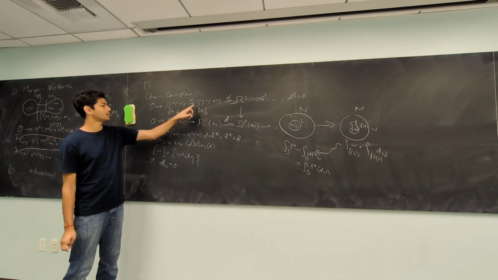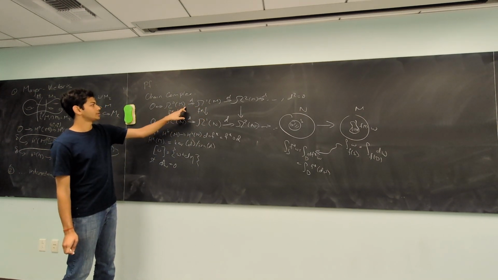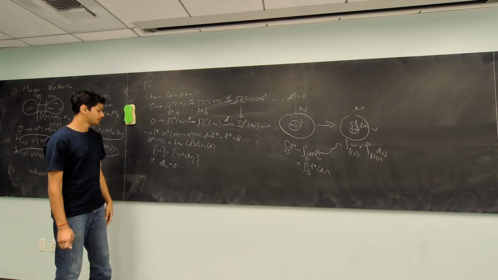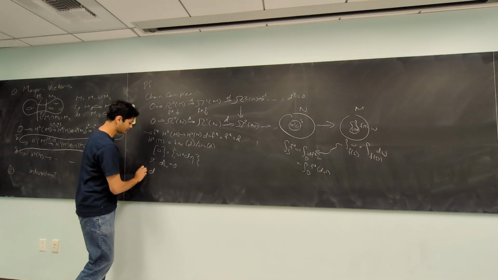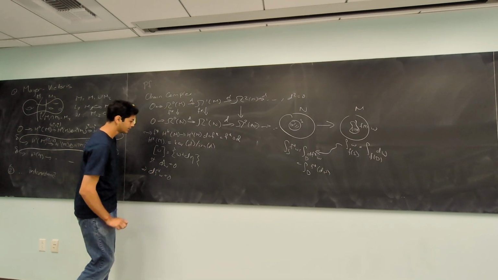Yeah. So this says that because this goes to 0, then if you map 0 to something, it's going to be 0. So this says that if you first pull back and then take d, then it's still going to be 0. So this implies that d of f star omega is equal to 0.